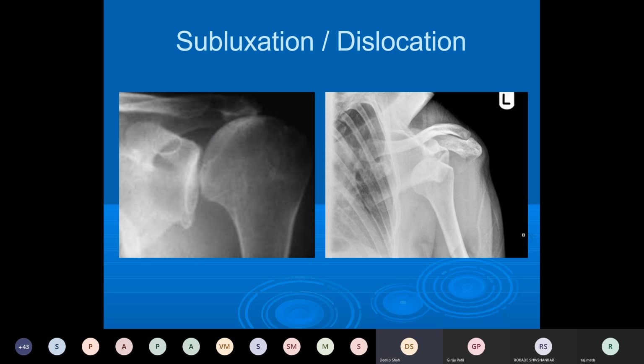Now these are the two images. In the first image, we can see there is a glenoid cavity, and this is the head of the humerus, which is not in normal alignment.